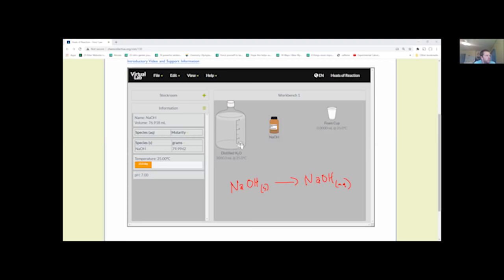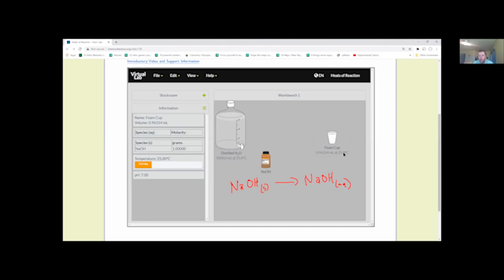Now, switch to the mouse. What I'm going to do is throw 1 gram of solid sodium hydroxide into this foam cup. What I'll notice about this foam cup is it tells me that I have exactly 1 gram of solid sodium hydroxide in there, as indicated by this species NaOH, 1.000 grams. My foam cup also tells me that it is 25.0 degrees. So my initial temperature is 25 degrees.